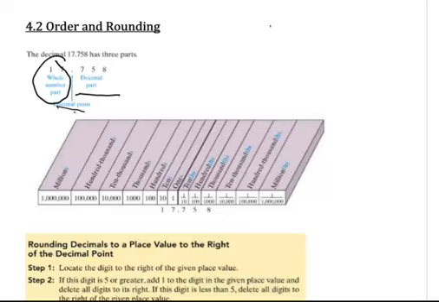Okay, so what I want you to think about is when we talk about place values in the number 17, so forget about the 0.758. Remember, this here is in the ones position, and that there is in the tens position.